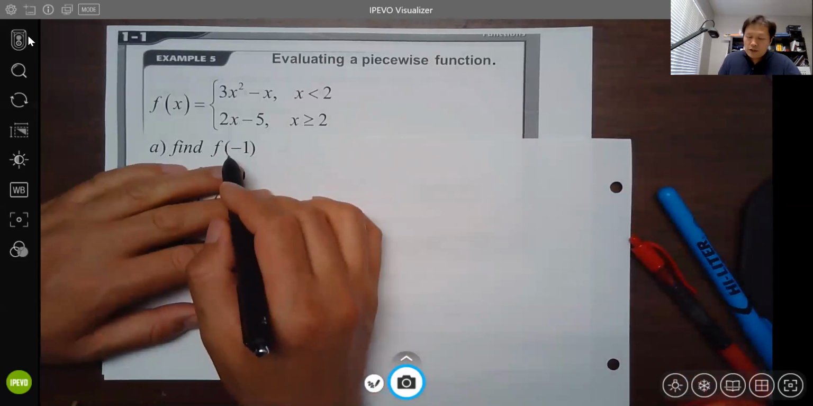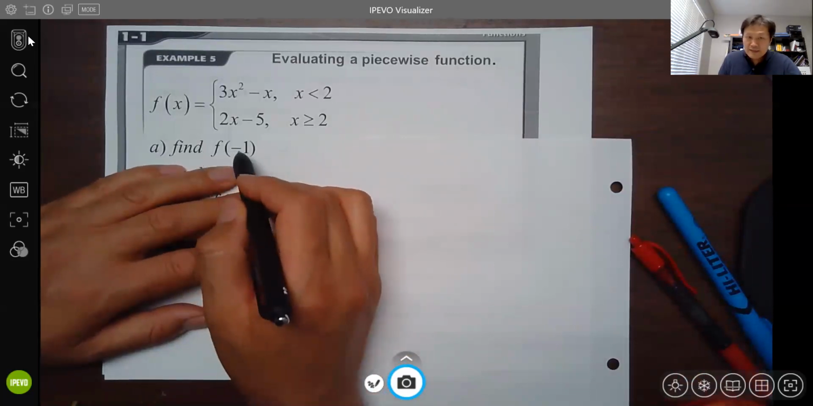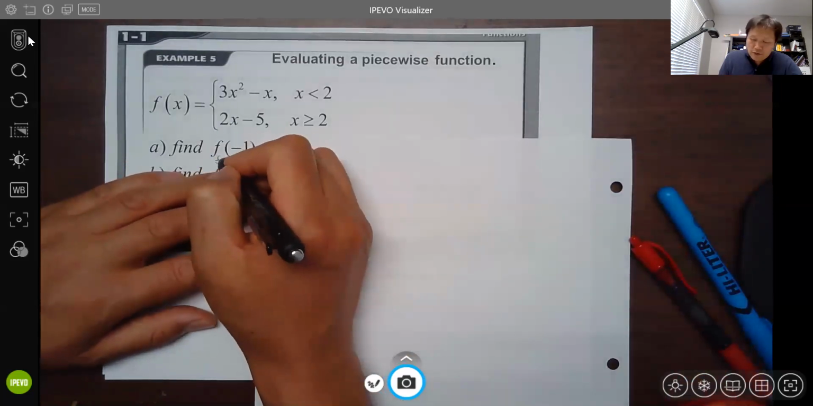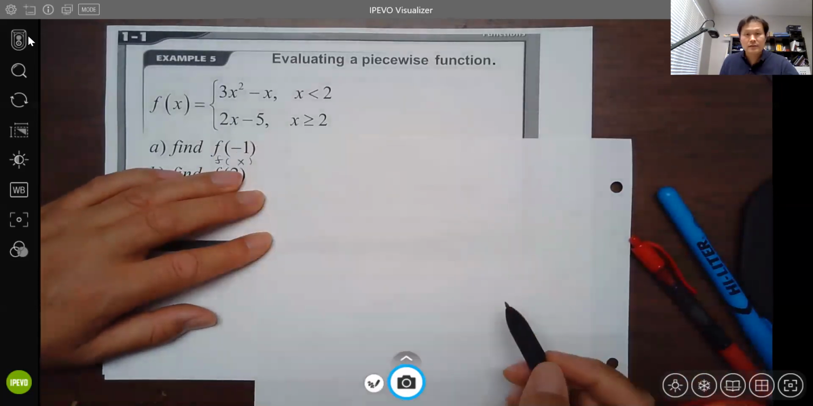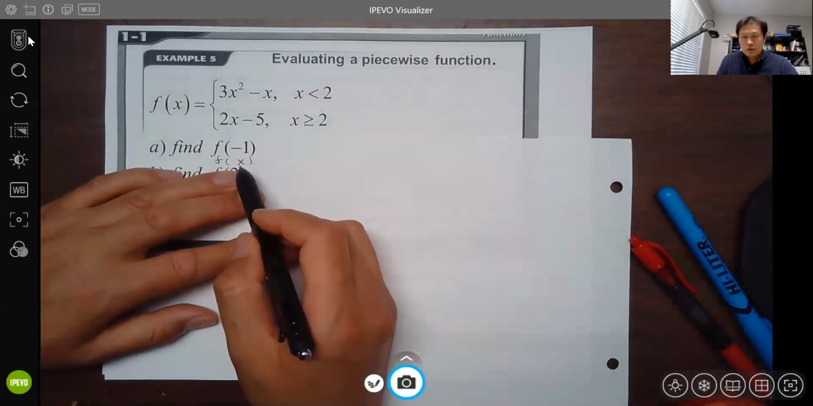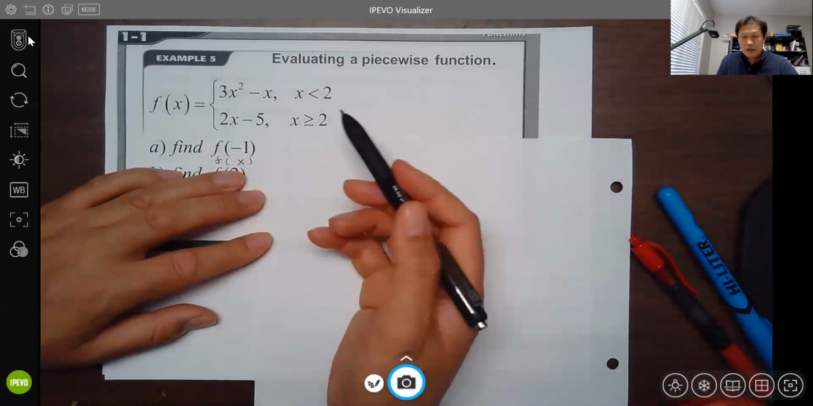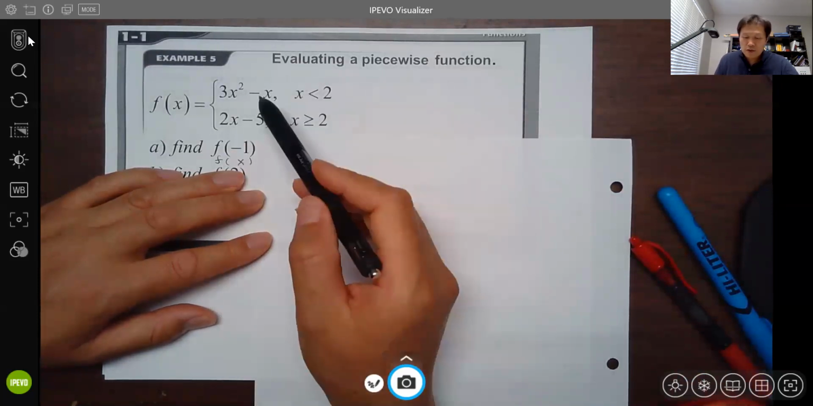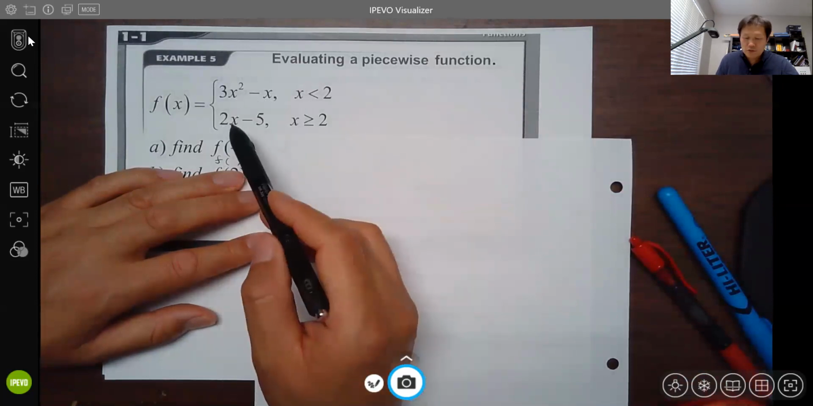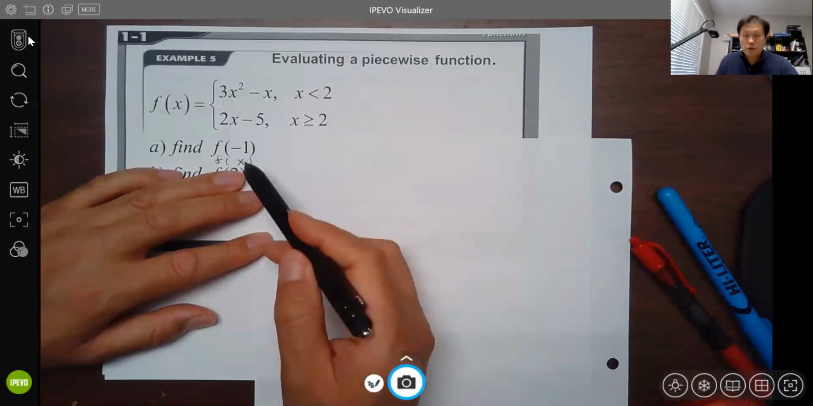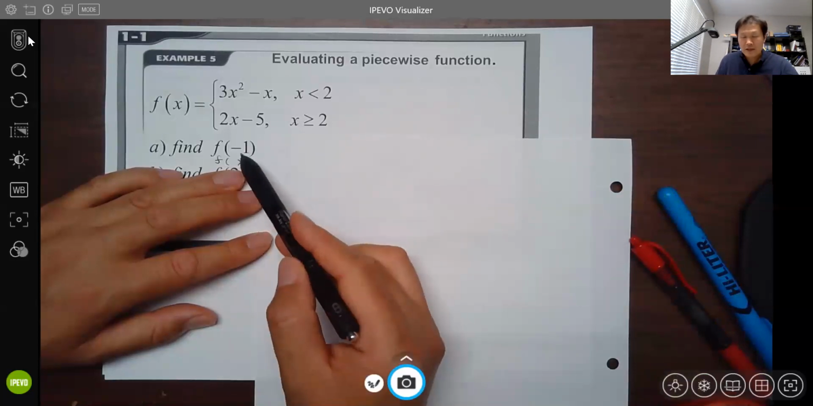So if you look at it, f of minus 1. Minus 1 is the value of x. Where do you plug it in? Do you plug it in here for x, or do you plug it in here for x? Which one should we use? That depends on the value of x. The value of x is minus 1.